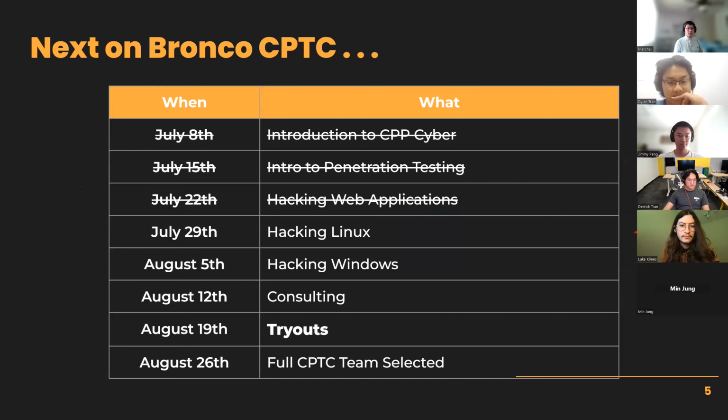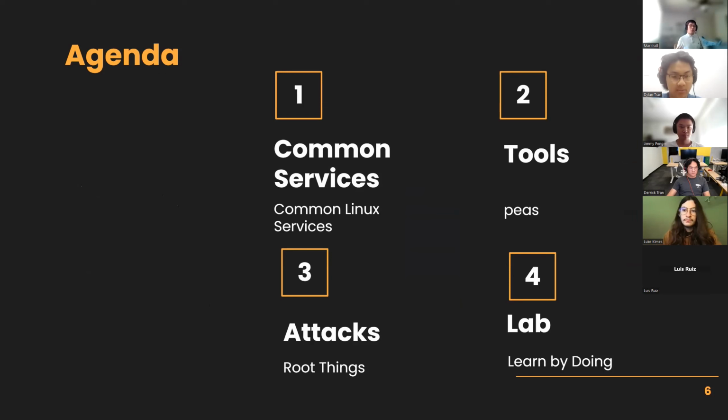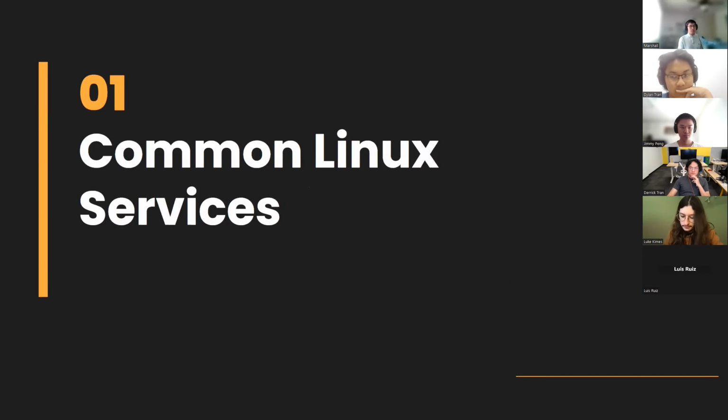So here's where we are. Again, we are on the Linux section. Before, we talked about web applications, and next week will be Windows. So here's the agenda for today. We'll first be talking about common services, what they are. Then we'll be talking about tools to test those services and other applications you may find on a Linux-based system. Next, we'll be talking about attacks and how to actually perform them. And finally, we'll be going through a decently lengthy lab. So without further ado, we'll start with common Linux services.